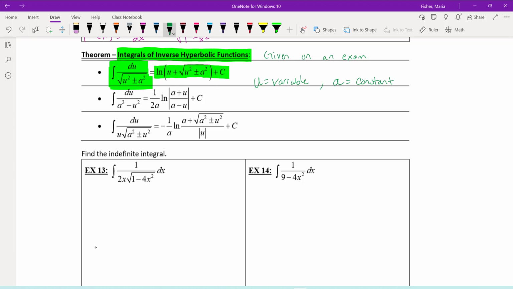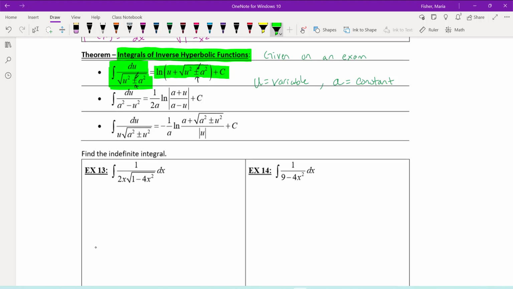The second thing I want to talk about is the plus or minus. So instead of writing two formulas, we condense it down to one, saying that if you have a plus sign, your answer will have a plus sign. If you have a minus sign, your answer will have a minus sign.